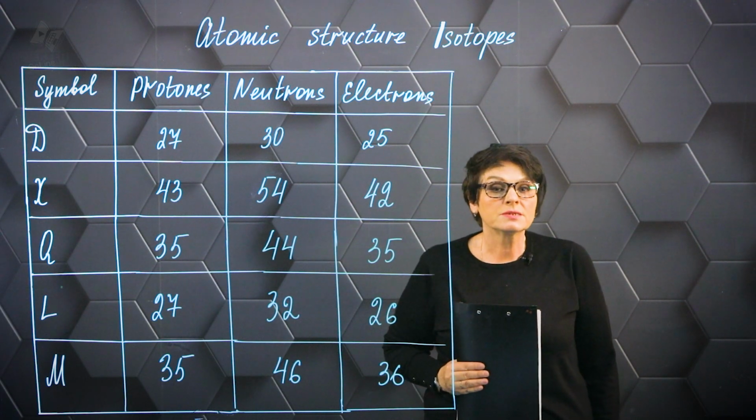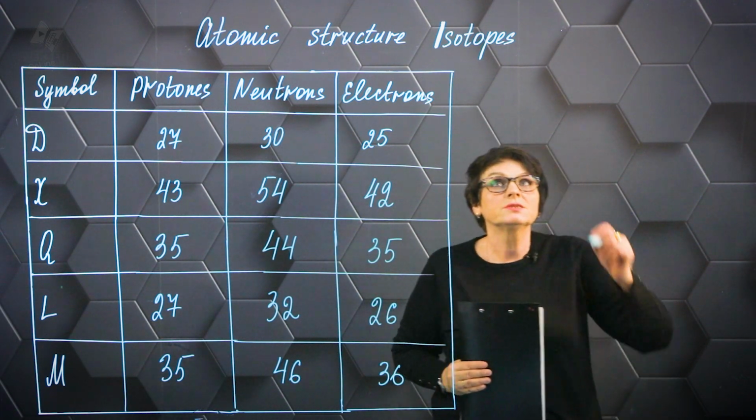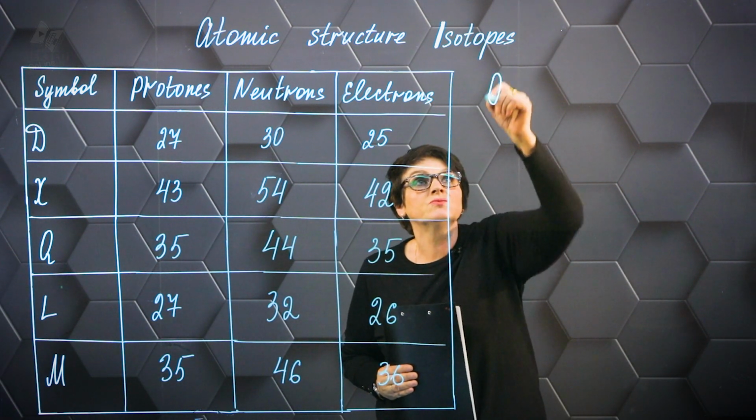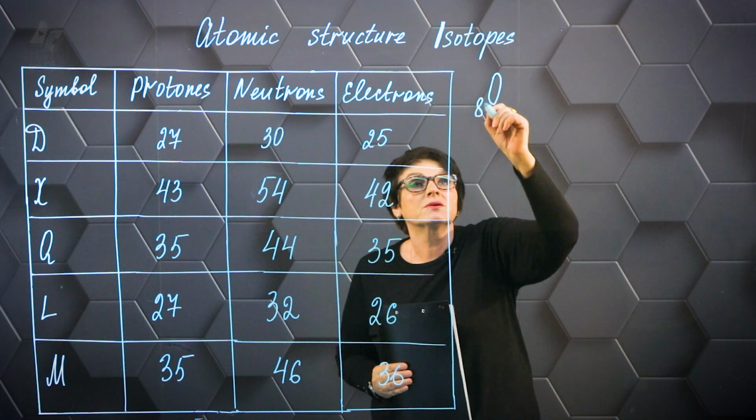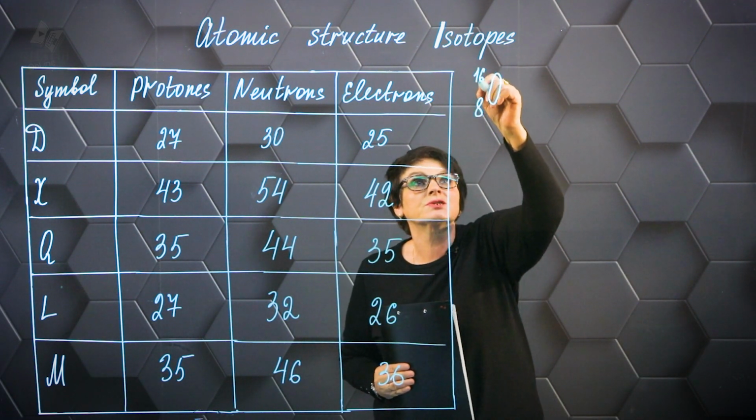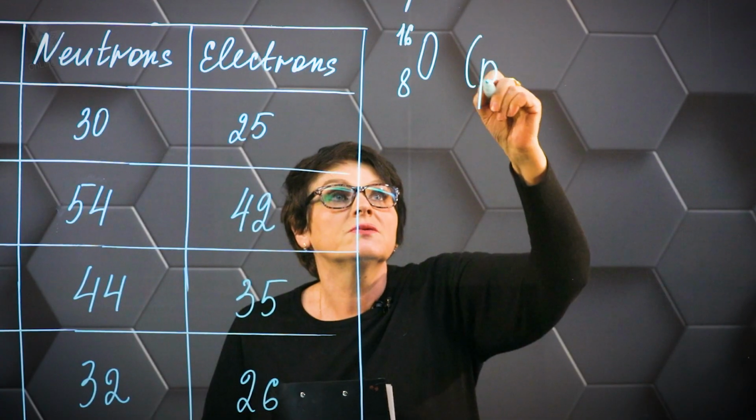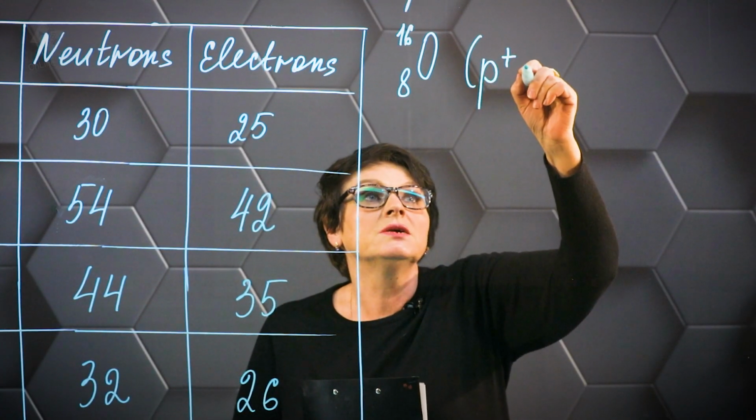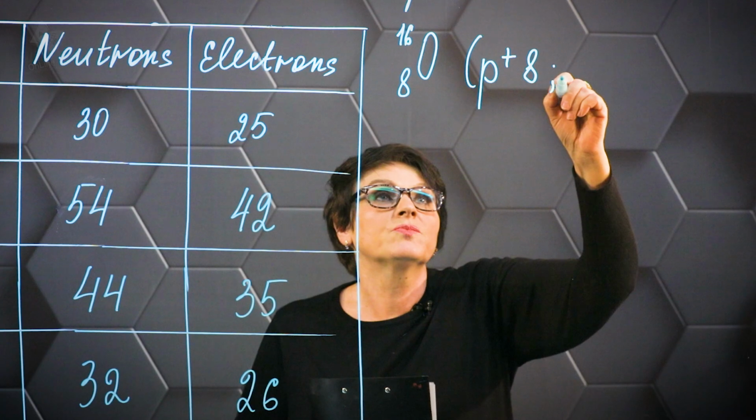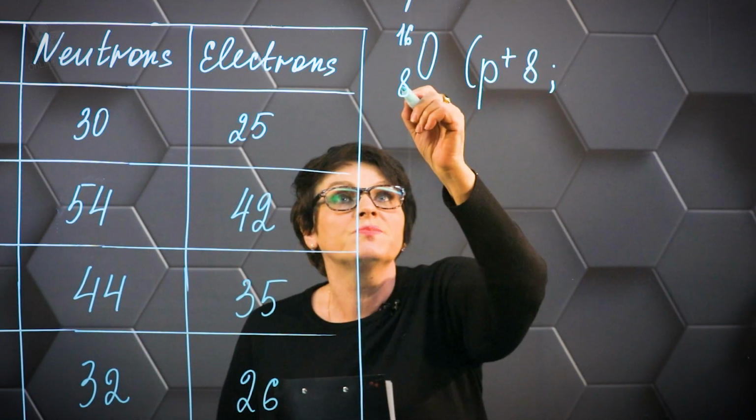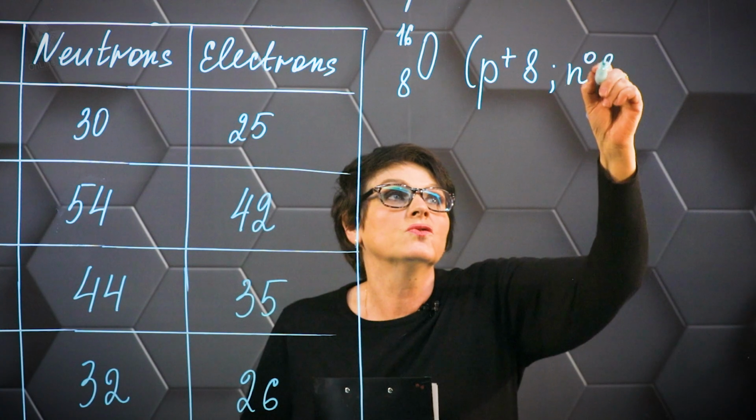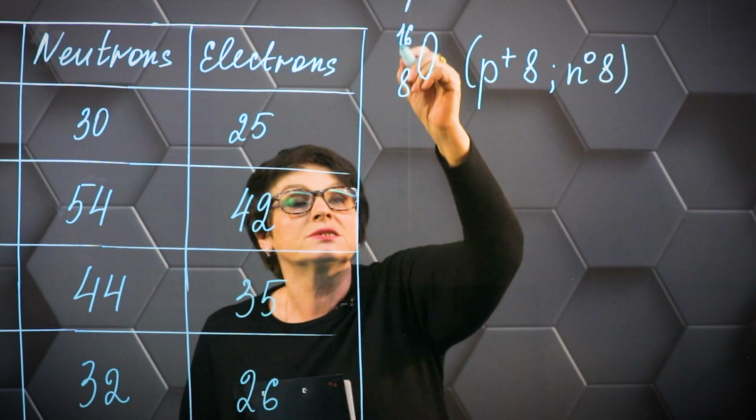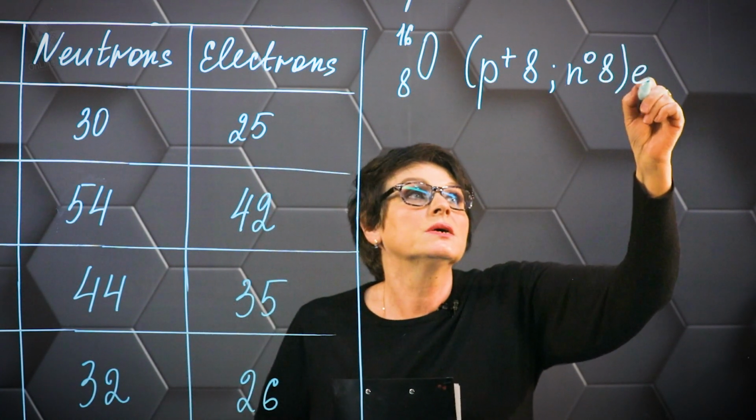So, to begin with, let's recall. Let's say we have the element oxygen. Oxygen has an ordinal number 8 and a mass of 16. If we talk about this element, the number of protons is 8, it coincides with the atomic number. The number of neutrons is 8, it is 16 minus 8, and it will have 8 electrons according to the atomic number.